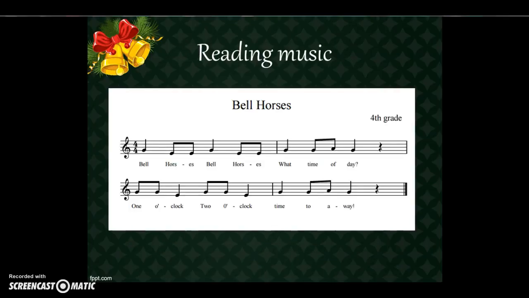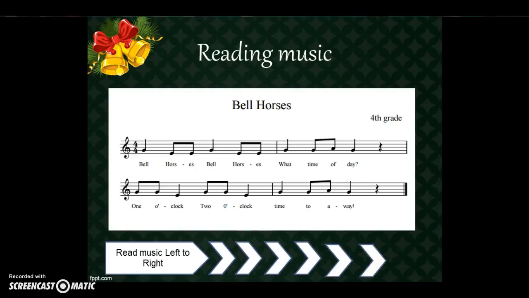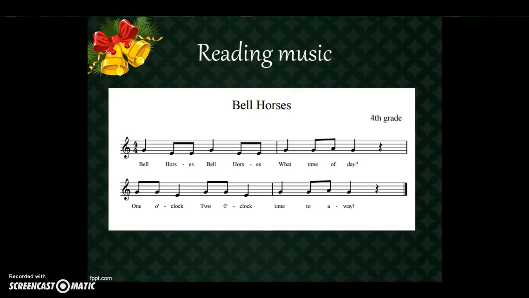So when we go to read the music for Bell Horses, we also know that we read music left to right like we do a traditional book. So when we read that music left to right, we're reading the notes, the words, and watching any notation that goes by from left to right. We also know that our music has a title or a name to it. Anytime that you listen to the radio or put in a CD or have your iPod playing, there's always a title to the song. This is the name of the piece that the composer gives it so that you know what to call it.